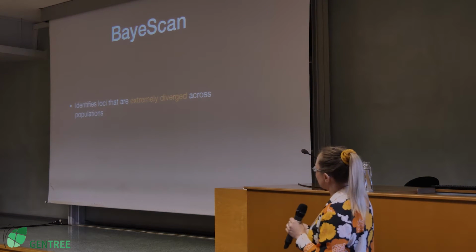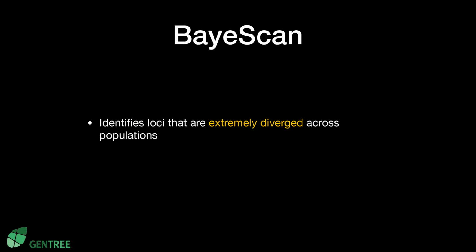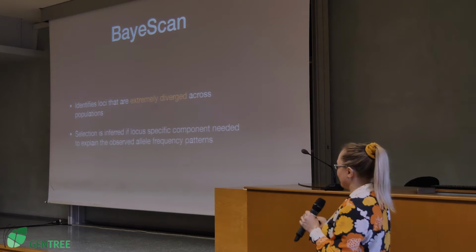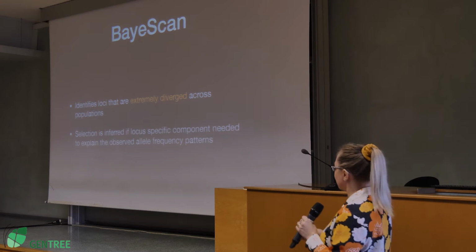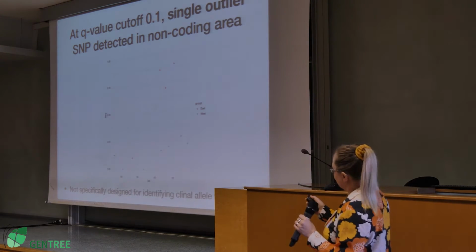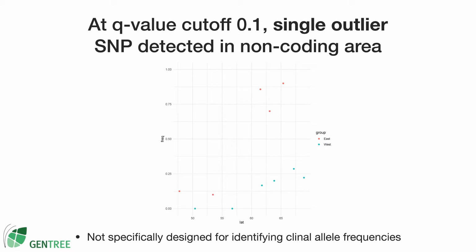And then this BayeScan, which identifies the loci that are extremely diverged across populations, and where selection is inferred if a locus-specific component is required to explain the observed allele frequency pattern. So basically, that one locus deviates strongly from the majority of the genome. At the q-value cutoff 0.1, so again 10% false discovery rate, we actually find a single outlier among the 80,000 loci, and luckily it's in a non-coding area, so we don't have to provide very lengthy explanations of what it could do.